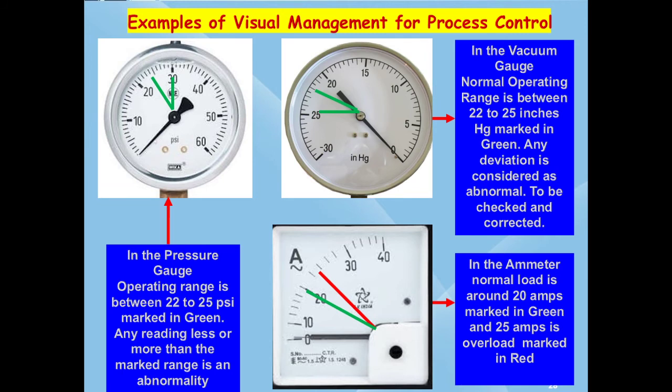If the reading deviates from the operating range, the operator should find out the reason for the deviation and take corrective action to rectify the problem, if any. Here, similarly, this is a vacuum gauge. It is also marked for normal operating range. This is a normal operating range.